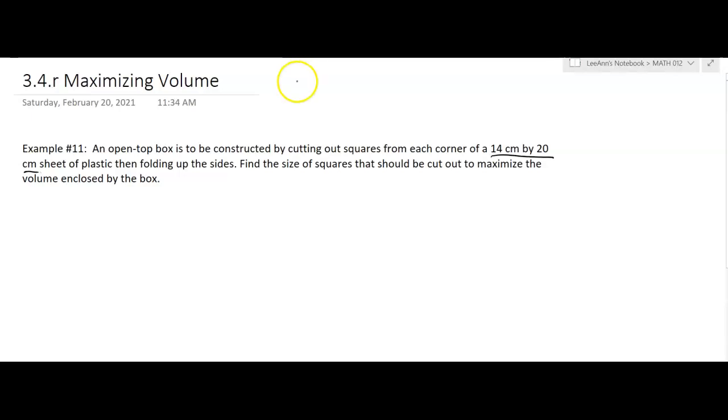So what they're talking about is we're going to have a sheet of plastic or cardboard, in this case plastic, and it's rectangular, 14 centimeters by 20 centimeters. But then we're going to cut out a square from each corner. They have to be the same, in spite of my drawing. Those have to be x by x, so x squared would be the area of that little square. So the variable is x. It's x there and it's x there. It has to be a square, otherwise your box isn't going to line up right.